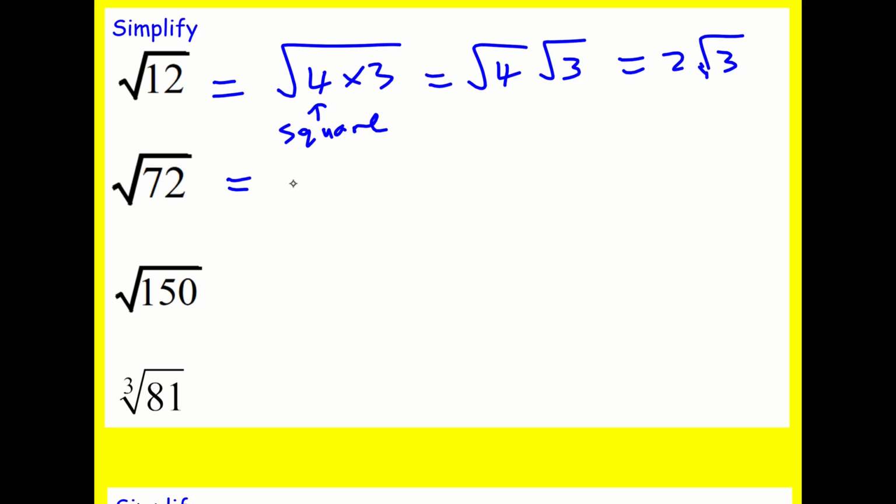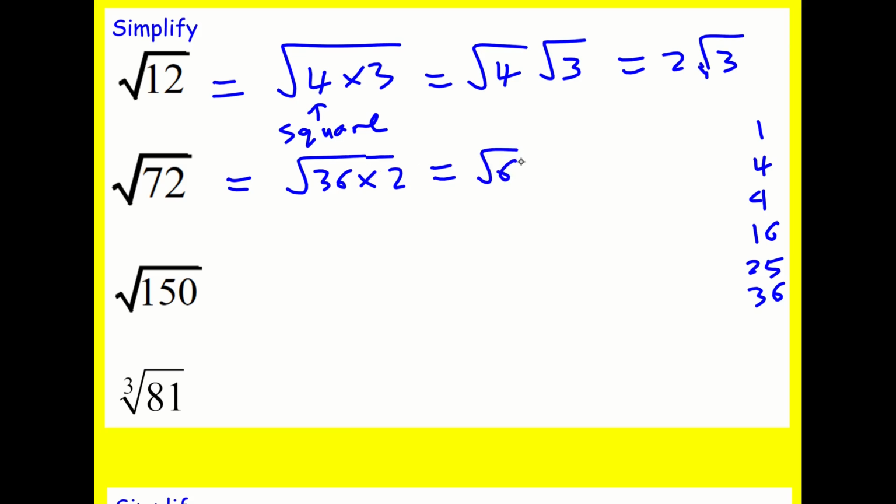72. Okay, it's actually a good idea, because sometimes you can't quite see what square numbers go into it, so maybe just write them down by the side. 1, 4, 9, 16, 25, 36. My initial thought was that this was going to be 9 times 8, and I'll talk about that in a minute. But actually, 36 is a bigger square number. So you always want to go with the largest square number that goes into it. So it's going to be root 36 times 2, which is root 36 root 2, which is 6 root 2.